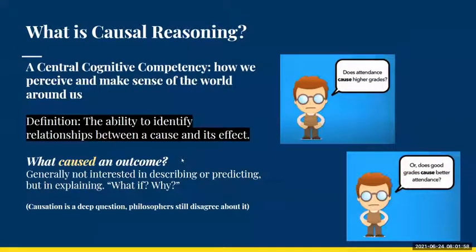So what is causal reasoning? It's actually a central cognitive competency that we develop at a very young age. And it's the ability to identify relationships between a cause and its effect. So what caused an outcome? Generally not interested in describing or predicting, but in explaining. So what if and why? As you can see to the right, does attendance cause higher grades, or do good grades cause better attendance? And as a side note, causation is a deep question and philosophers still really disagree about it.